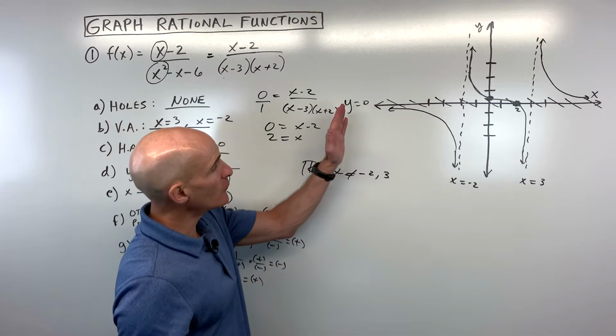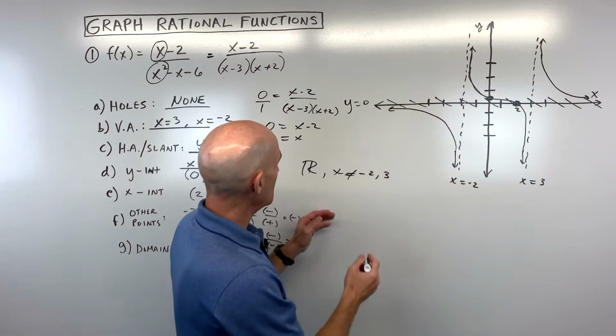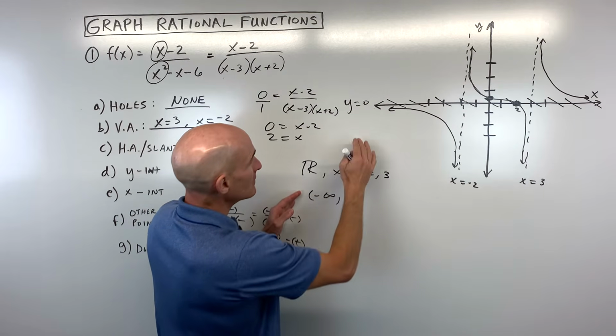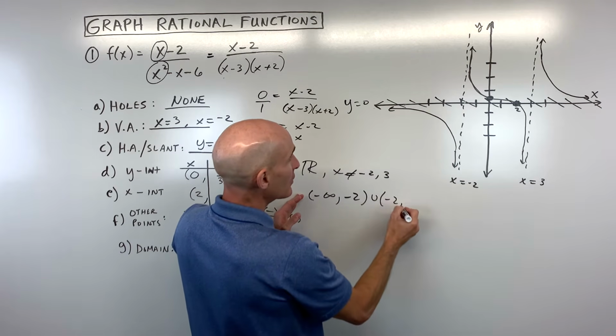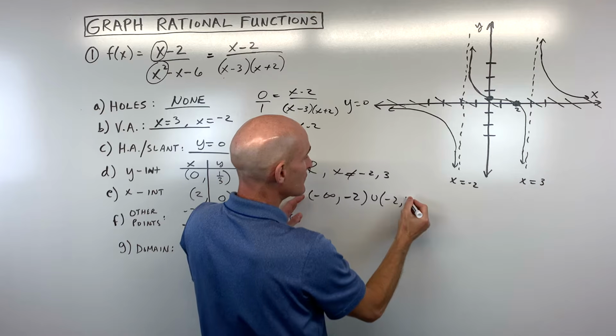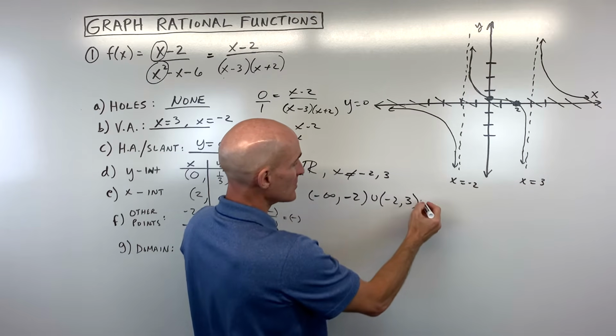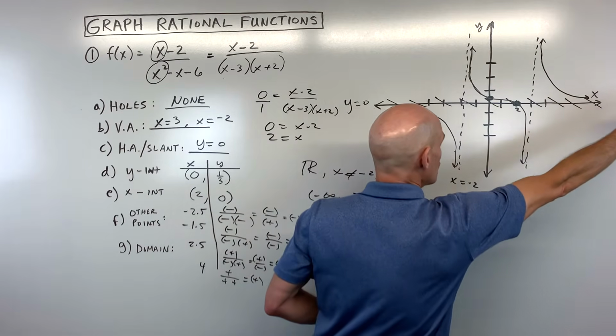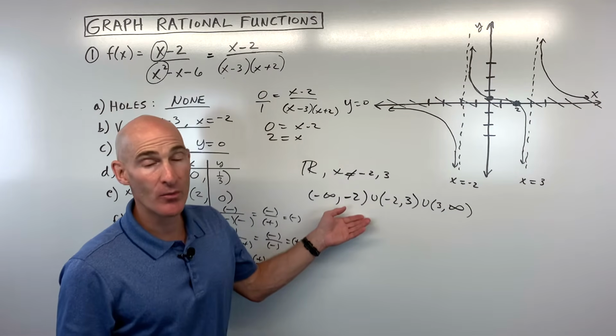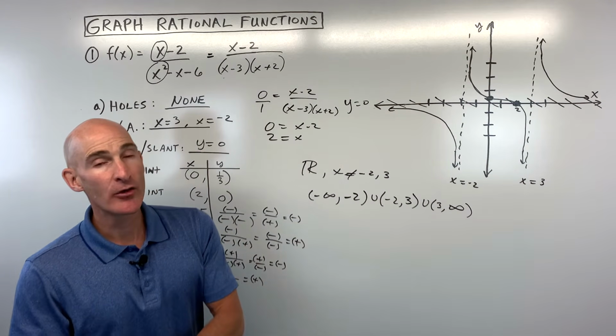Or if you're doing interval notation, you could say it goes from negative infinity up to negative 2, not including negative 2. Then it goes from negative 2 to positive 3, not including, so that's why we're using the parentheses. And then from positive 3 on to positive infinity, and that would be your domain. So let's take a look at another example.